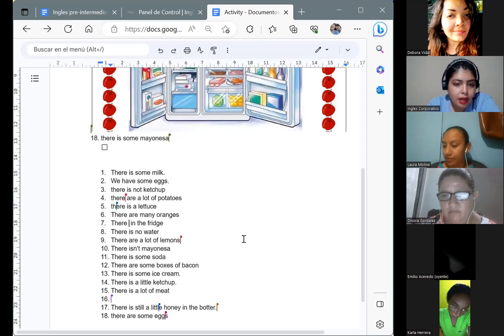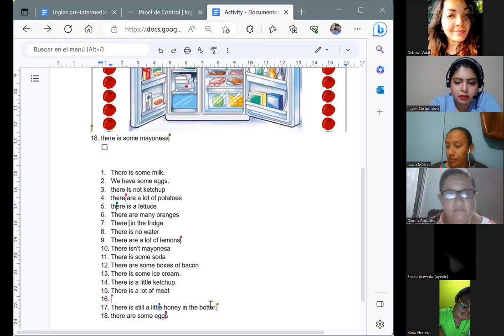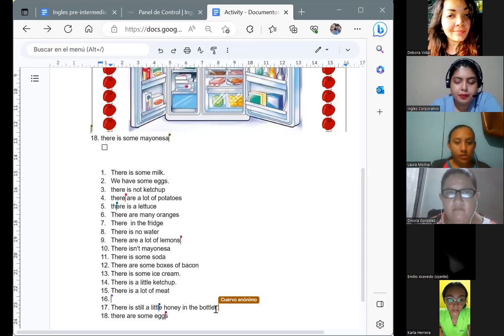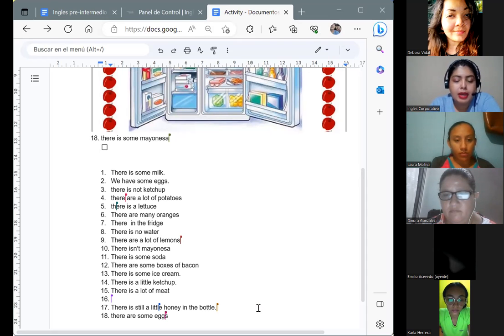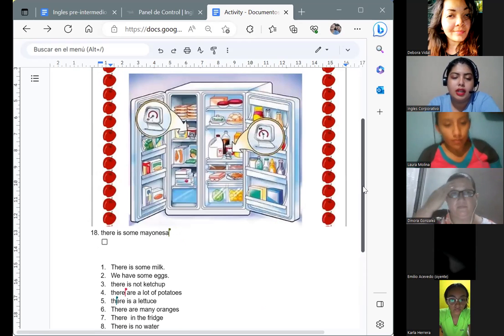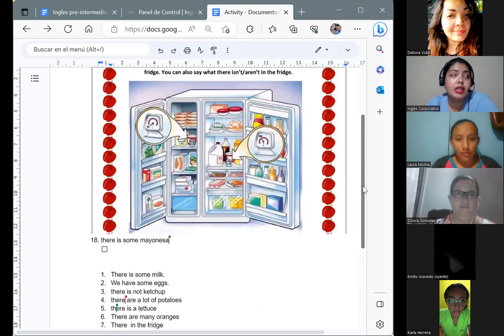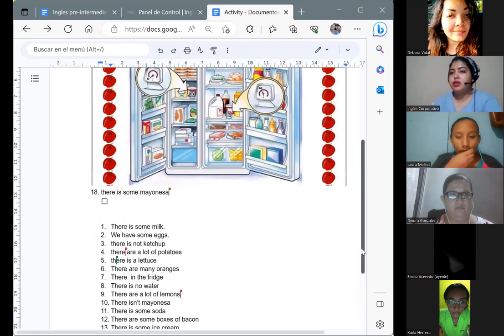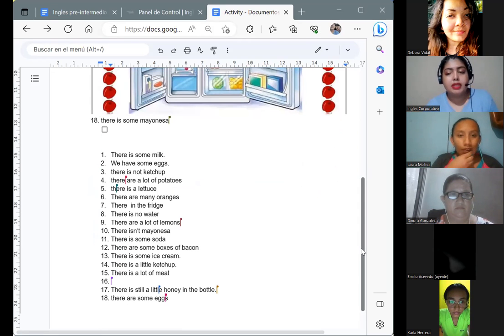Oh, very good. Like this. And there are some eggs. Very good. Excellent. So you're going to have this image. You're going to have this document on the group and you can keep writing if you want. And then we are going to check on the statements.